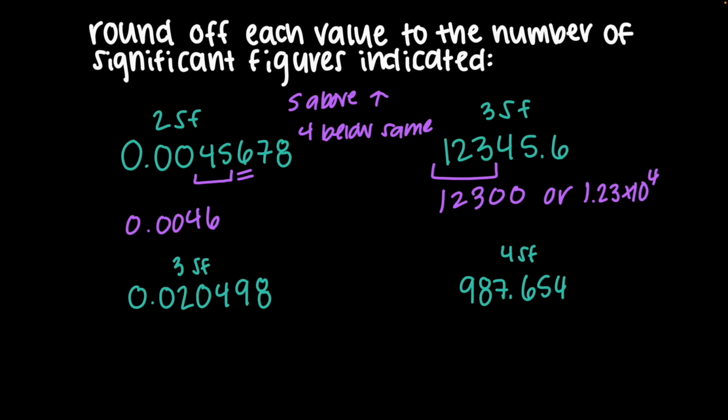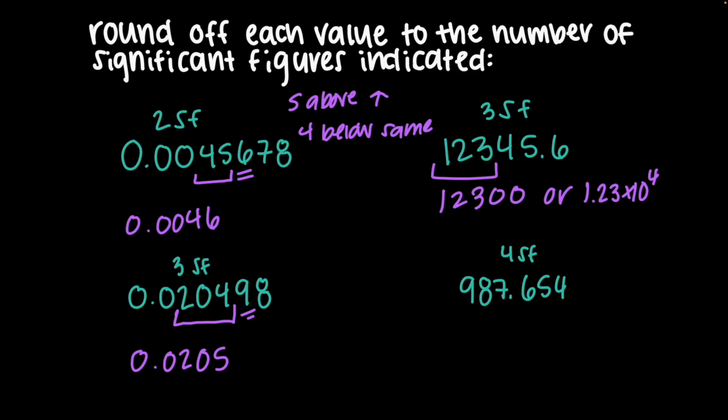For the next value, we have 0.020498, and there is a decimal place, so I'm going to start counting at the first non-zero digit, the 2, and count 3 digits for the 3 sig figs. 9 is going to be 5 or above, so I'm going to round the 4 to a 5, and the value will be 0.0205.